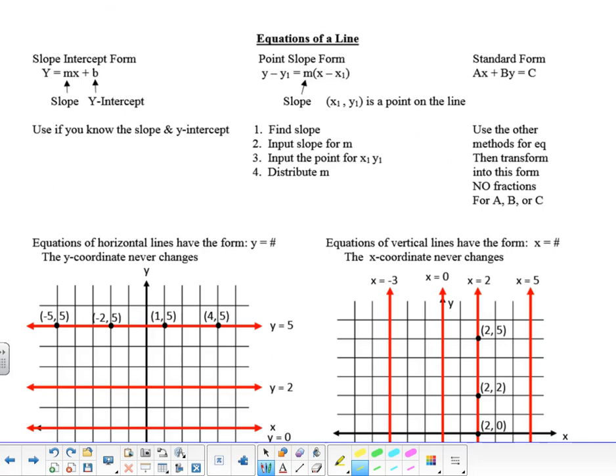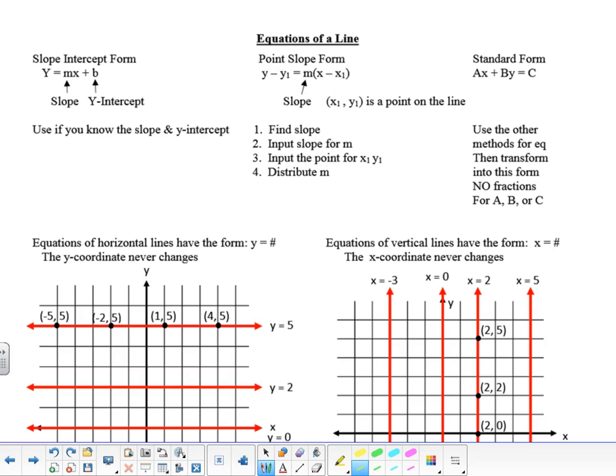All right, so 3 different equations that we have for it. We have the slope-intercept form, y equals mx plus b. Sometimes we need to remember that m is slope, so I just say, give me some slope, because that m represents the slope, and the b value is the y-intercept. So we're going to use that equation if we know the slope and the y-intercept.